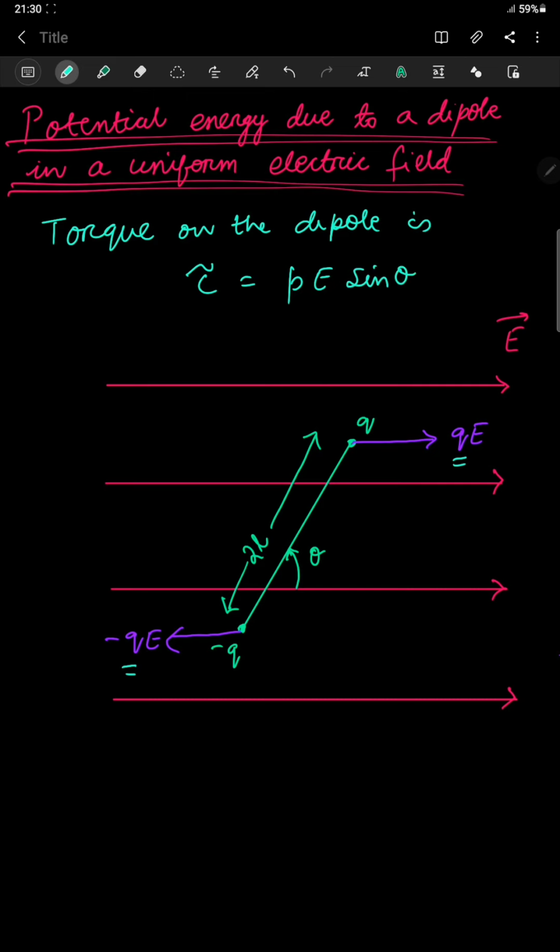Now what does this torque do? This torque tries to rotate the dipole in the field direction. So a very small amount of work is done in rotating the dipole through a small angle d theta against the torque. So the small amount of work done will be how much? dW will be equal to tau d theta. And what is tau? Tau is pE sine theta. So pE sine theta d theta.